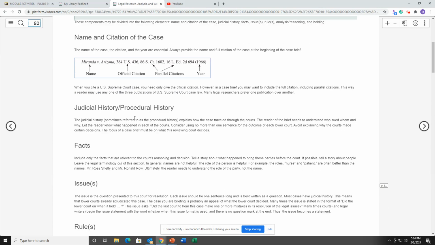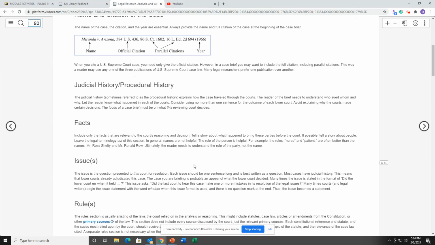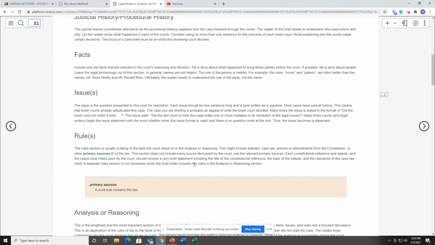Okay. Our judicial history, our procedure. How did the case travel through the courts? How did we get here procedurally? What were our prior proceedings? It also helps us to see what's being appealed and what order is being appealed. Sometimes the judicial history is more important than the underlying facts. The underlying facts are the facts that are relevant to the court's reasoning and decision. Just, what happened to get us to the point that there is a lawsuit?